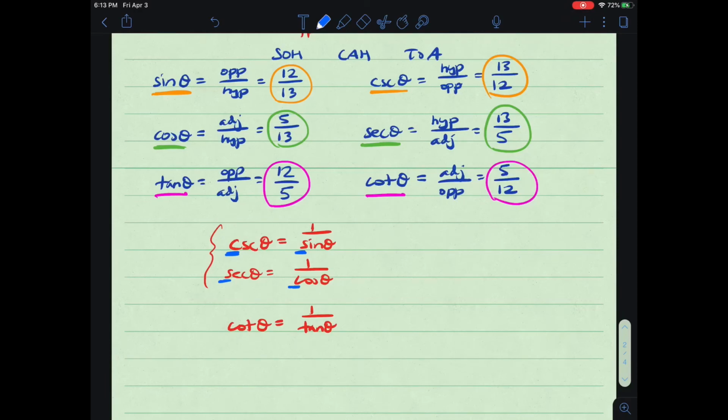Again, cotangent goes with tangent because they both have the word tangent in their name, so that's kind of easy to remember. But this is a trick for cosecant and secant, okay?